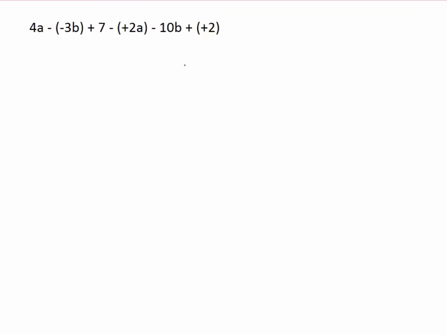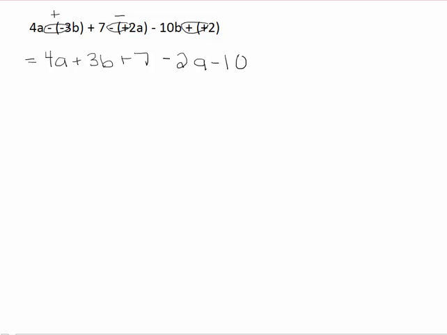First we need to simplify the signs if necessary. As you can see, we do have a few signs that we will need to simplify. So we'll start there. 4a, we know this becomes a positive, plus 3b, plus 7, this will become a negative, minus 2a, minus 10b, and this becomes a positive, plus 2.